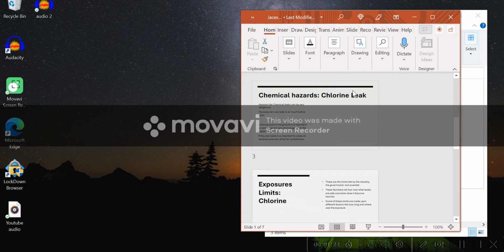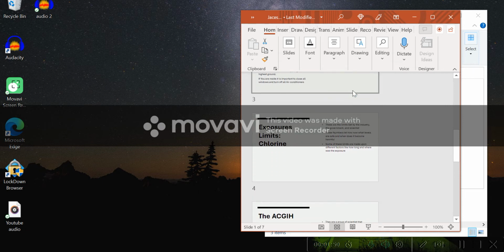Chemical hazards, chlorine leaks. Hazards like chemical leaks can be very dangerous. The body can only take in so much chemical before it becomes harmful. Chlorine sinks to the ground, so if a leak ever happens, remember to go to the highest point. If you are inside, it is important to close all windows and turn off all air conditioners.